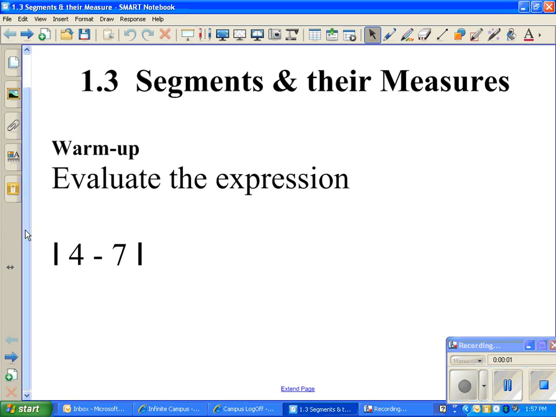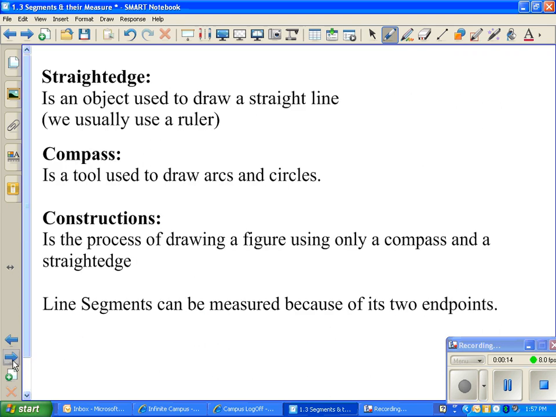Refresher on this. What's 4 minus 7? -3. And so what's the absolute value of -3? 3, because distance always has to be positive. Good. So the answer was 3.